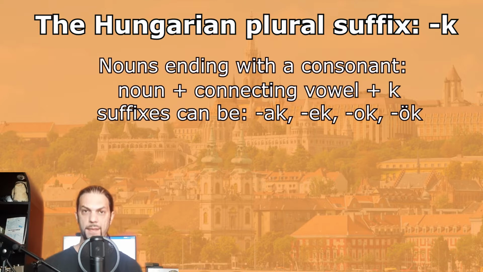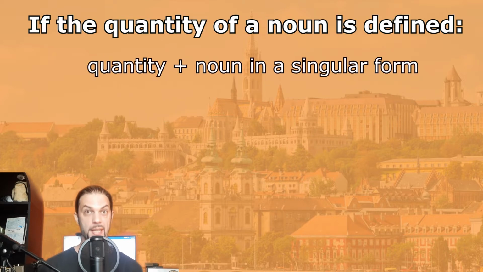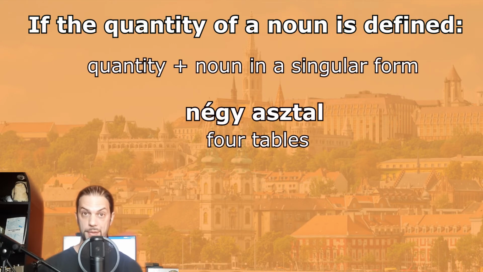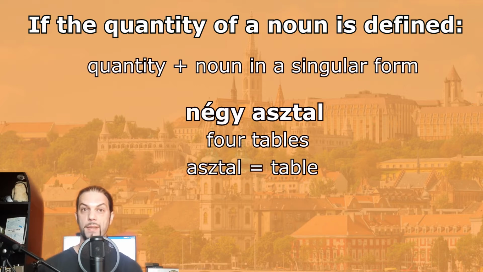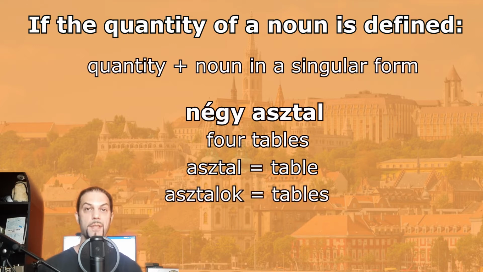But before that, there's an interesting difference between the usage of the plural form in Hungarian and in English. If the quantity of the noun is defined, we don't use the plural form after that. So if you want to say something like 4 tables, in Hungarian it's simply just négy asztal. Asztal means table, and the number before that already indicates that we're talking about more than one table. So we don't use the plural form asztalok after that.